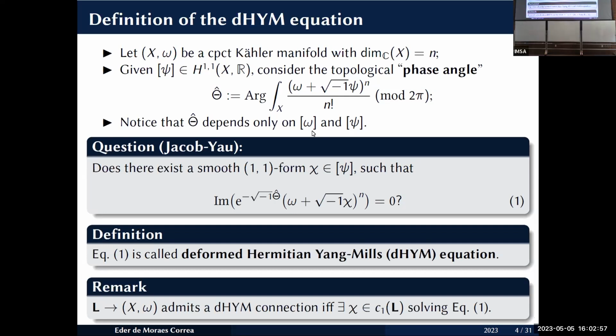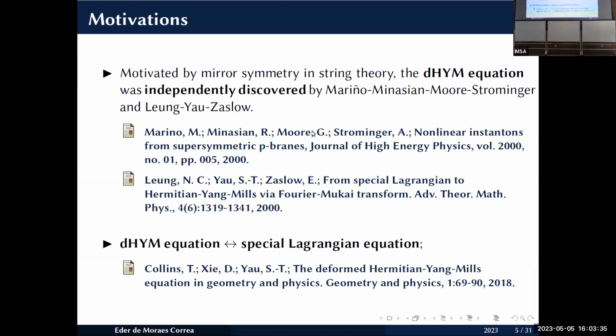The equation is an analog of the equation which we had for special Lagrangians in the setting of mirror symmetry. For us, we also talk about the particular case when the cohomology class is given by some holomorphic line bundle. In this case, if you have a solution inside the first Chern class, we say that the holomorphic line bundle admits a Deformed Hermitian Yang-Mills connection, or a Deformed Hermitian Yang-Mills structure, right?